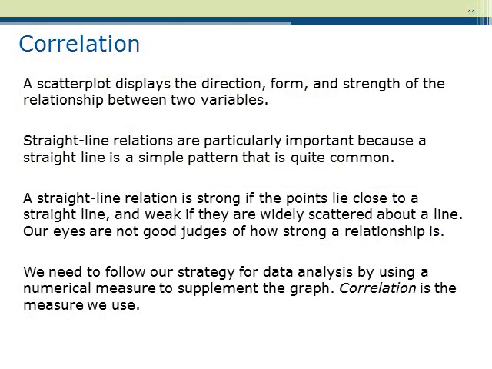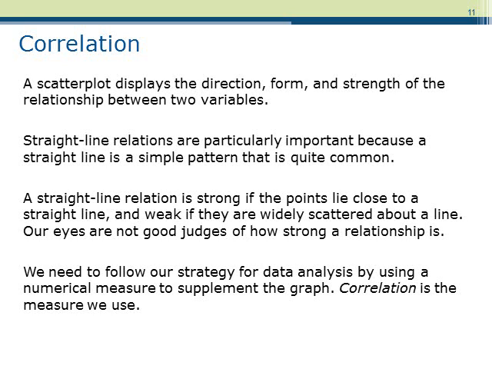A scatter plot displays the direction, form, and strength of the relationship between two variables. Straight line relations are particularly important because a straight line is a simple pattern that is quite common. A straight line relation is strong if the points lie close to a straight line, and weak if they are widely scattered about a line.